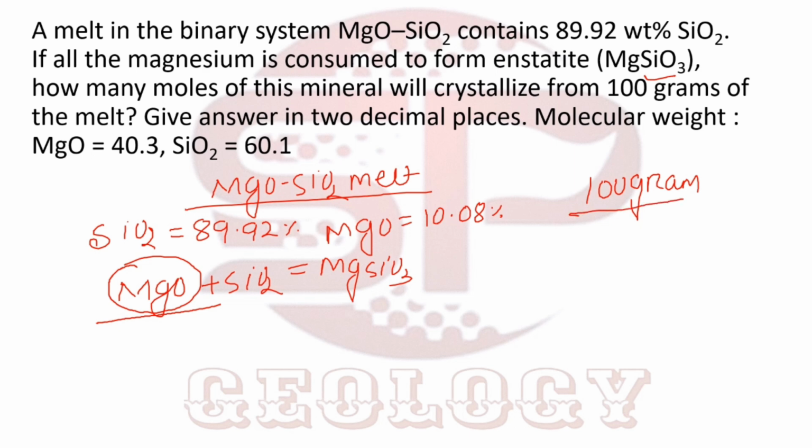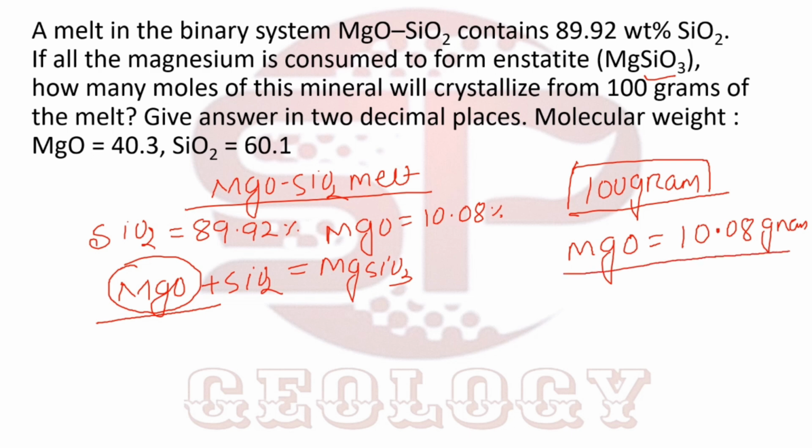So in the binary melt we have 89.92 weight percent silica and 10.08% MgO. We have 100 gram of melt. So 10.08% of 100 gram is 10.08 gram. So MgO will be 10.08 gram.